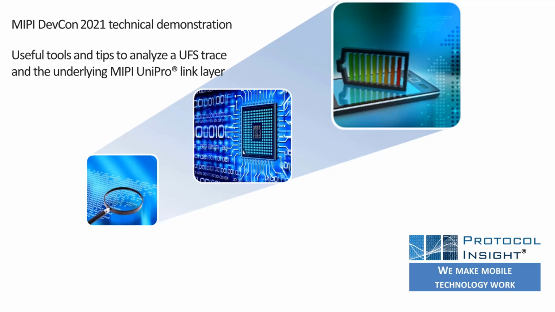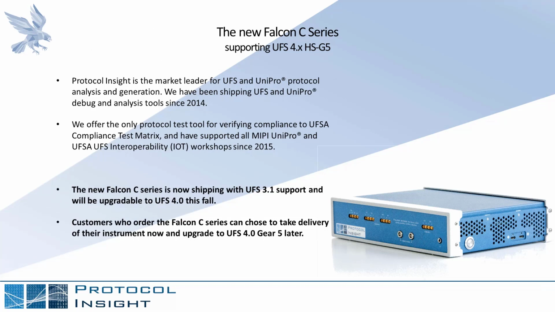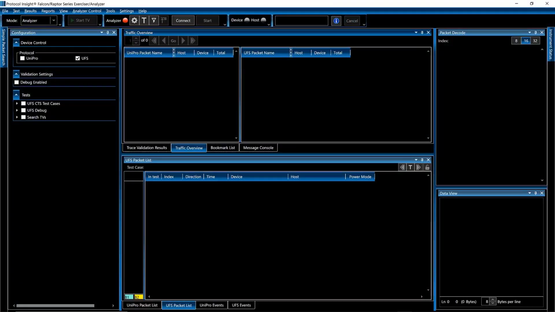In our technical demonstration today, we will be going over useful tools and tips to analyze a UFS trace and the underlying UniPro link layer. Protocol Insight is the market leader for UFS and UniPro protocol analysis and generation. We have been shipping debug and analysis tools since 2014. The new C-Series is now shipping with UFS 3.1 support, and it will be upgradable to UFS 4.0 this fall.